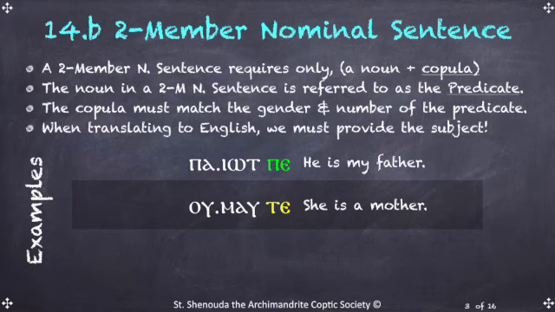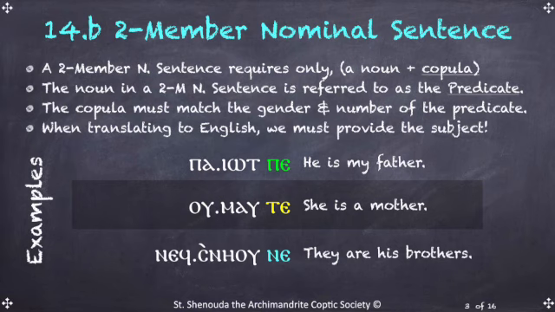Te. Again, the predicate and the copula match in gender and number. They're both singular feminine. And the subject is implied in Coptic, meaning that it's not actually there, but when we translated this to English, we had to provide the subject, she. Nefis neo ne, they are his brothers.